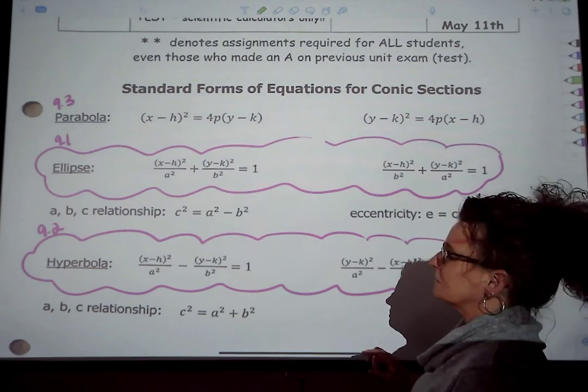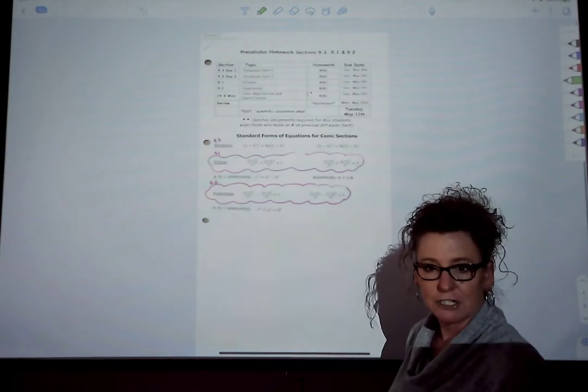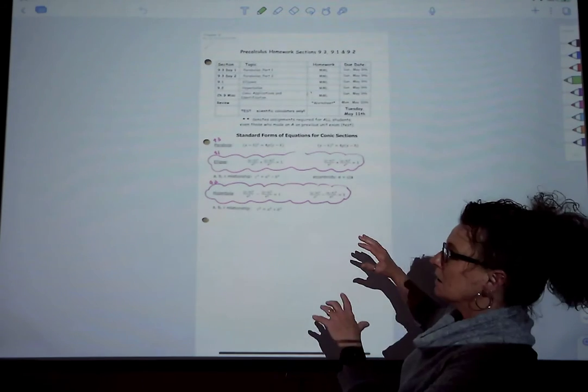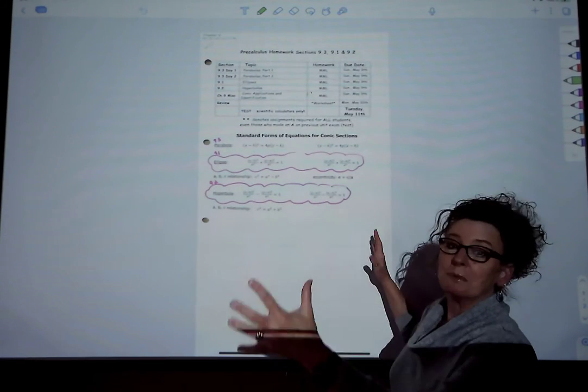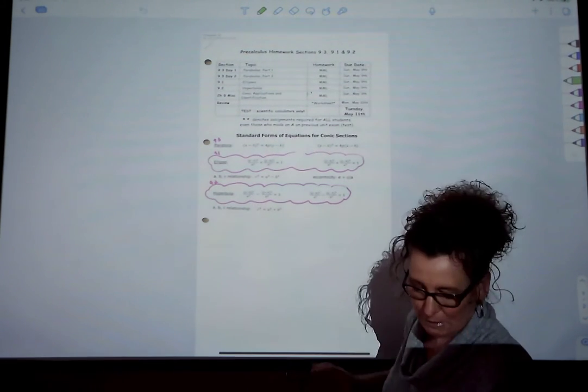Now I want you to look closely. This is your homework sheet for chapter 9. On your homework sheet is your formula sheet of all the stuff you don't have to memorize.